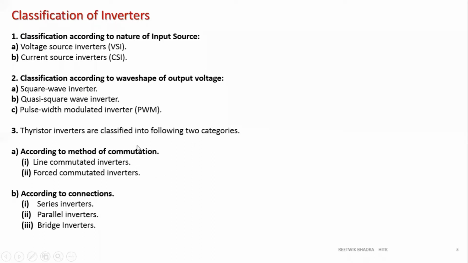And it can be classified according to commutation. Line commutated means according to the supply, it will be on and off. That means we are using thyristors over here. Thyristor inverters are classified according to commutation; no other inverters are classified according to commutation. Another one is force commutated inverter, where external circuits are used to turn off the thyristors. And also, due to connections, we can classify into series, parallel, and bridge inverters. Bridge inverters are mainly our study over here: VSI, CSI, square wave, and PWM.